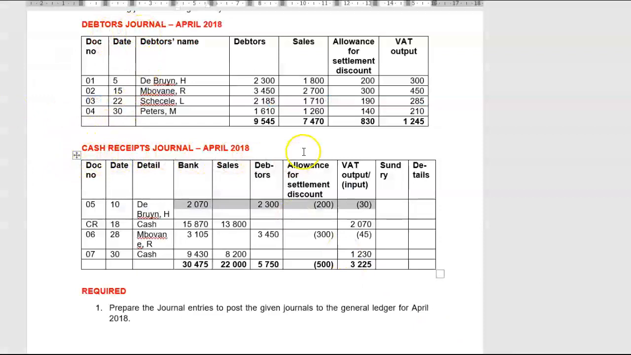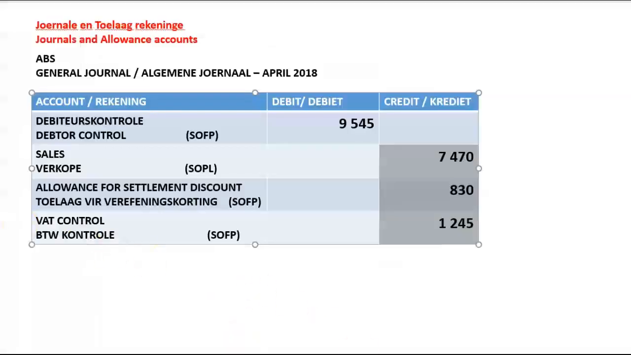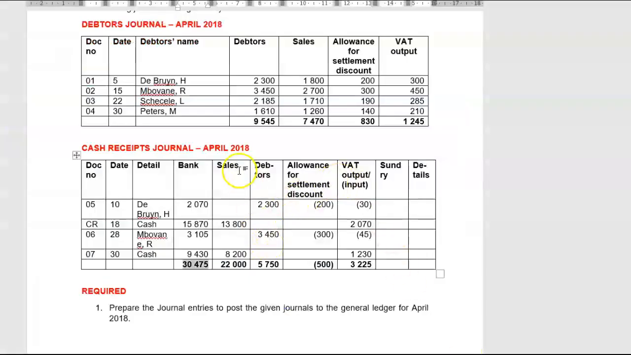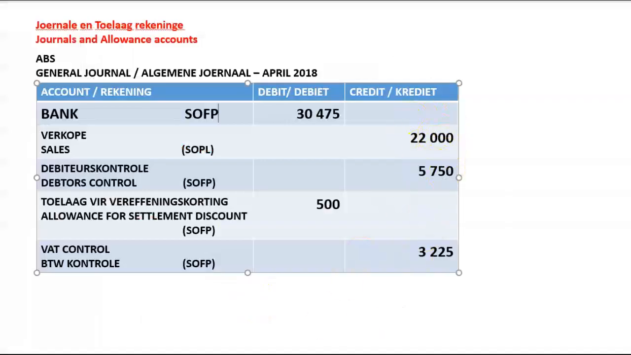Let's do the month-end posting from the cash book receipts journal. Now here, what are we going to debit? What was actually banked? That amount. We're going to debit our bank with 30,475. So bank debit, statement of financial position, 30,475 Rand. Then the next entry there, sales. What kind of sales is this? This is cash sales, got nothing to do with debtors. So cash sales would have been credited with a full 22,000 Rand.